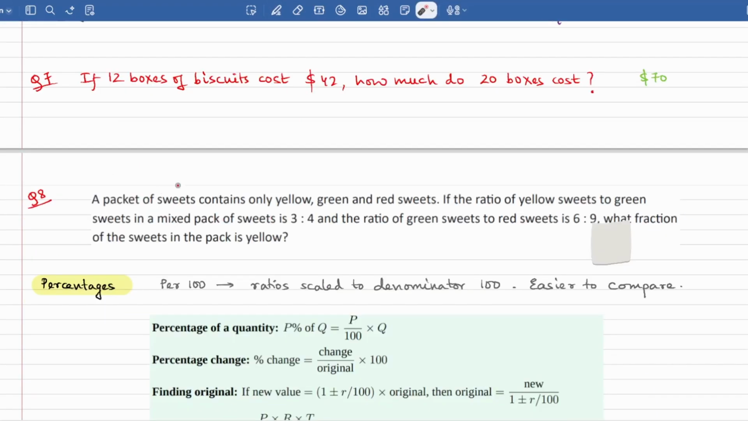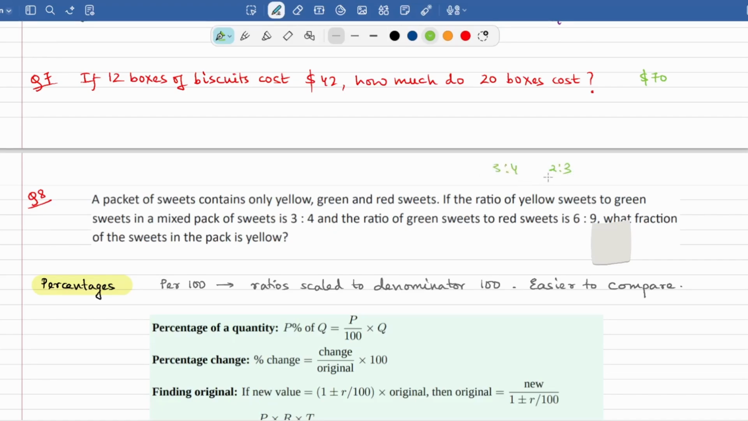Try this next problem. A packet of sweets contains only yellow, green, and red sweets. If the ratio of yellow sweets to green sweets in a mixed pack is 3:4, and the ratio of green sweets to red sweets is 6:9, what fraction of the sweets in the pack is yellow? If you cancel 6:9 with their common factors, you would get 2:3. So the ratios are basically 3:4 and 2:3.